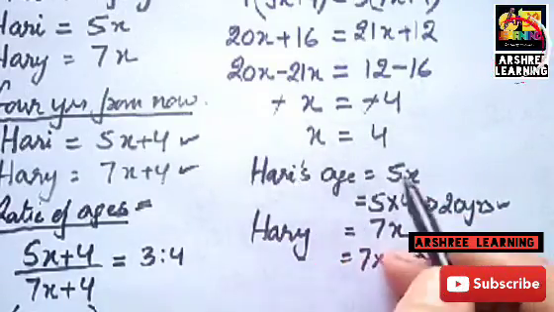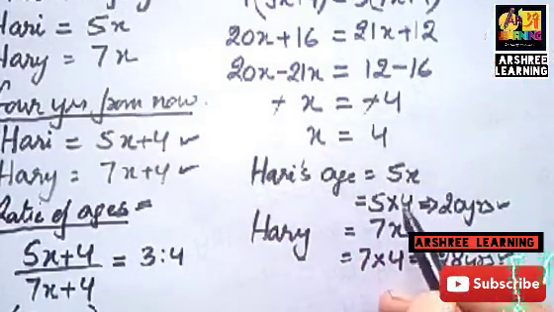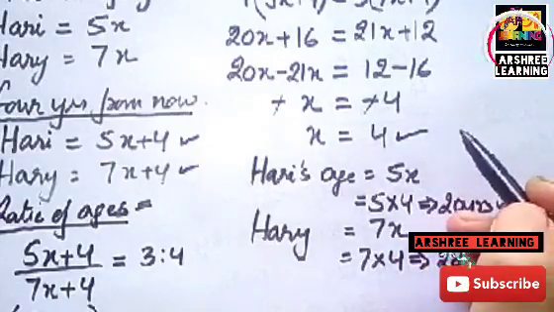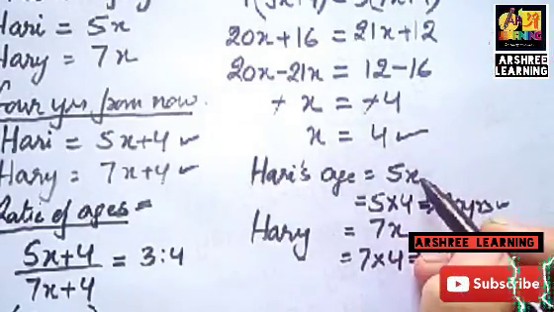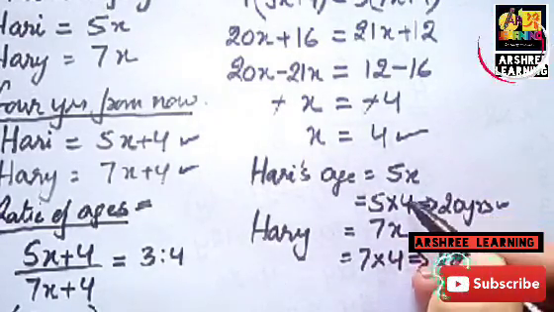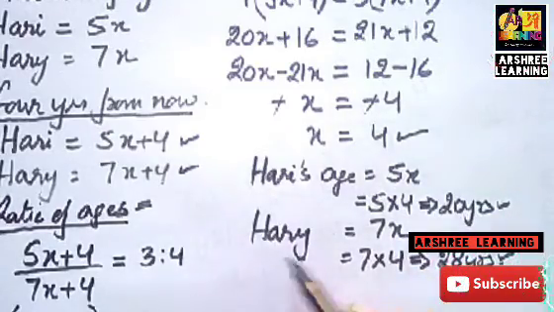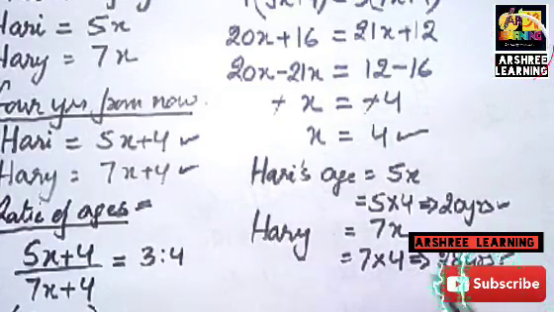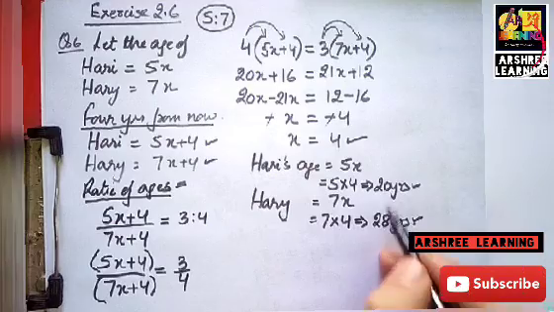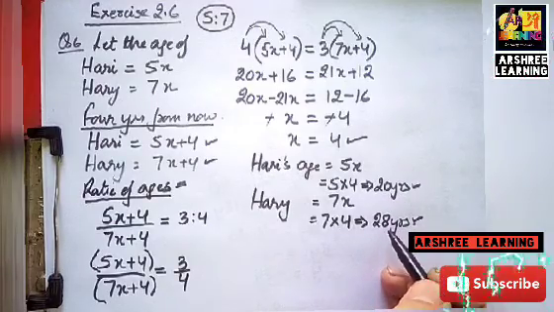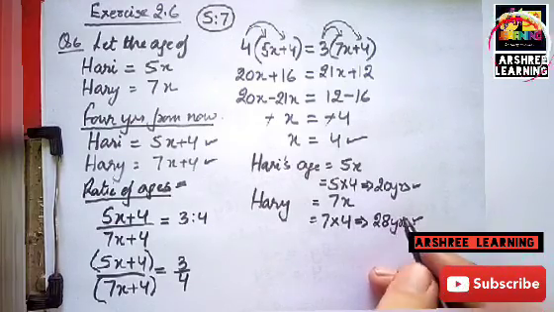So Hari's age becomes 5x, which is 5 into 4, because the answer is x is equal to 4. So you put that value of x here. In place of x you write 4. So 5 into 4 is 20, and Harry is 7x, 7 into 4 is 28. So we get two answers, 20 years and 28 years, which is the answer to question 6.